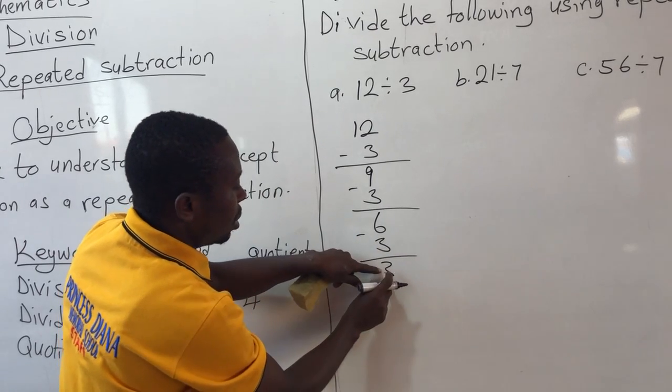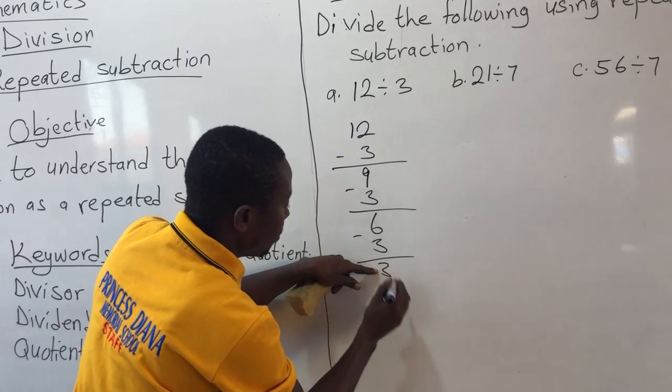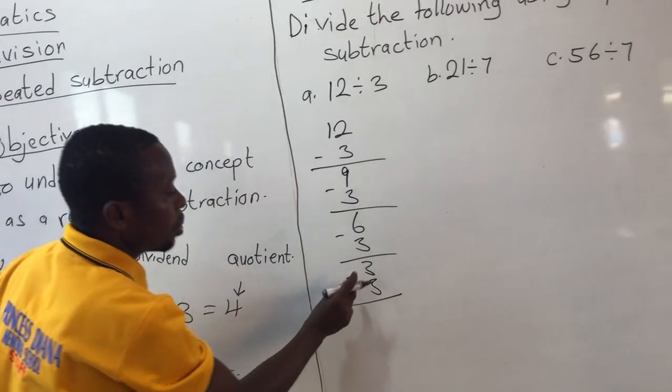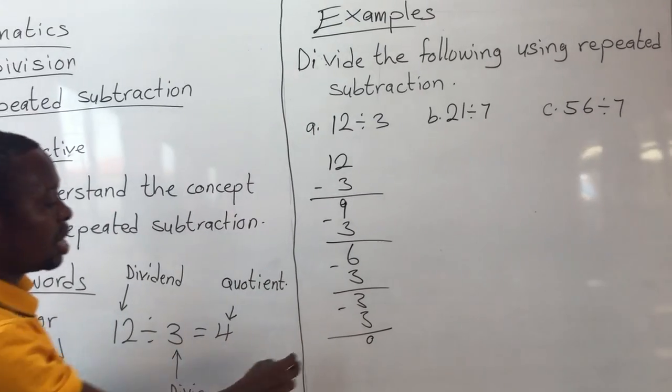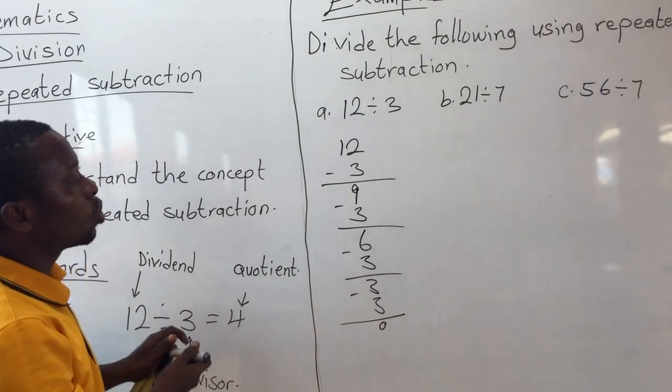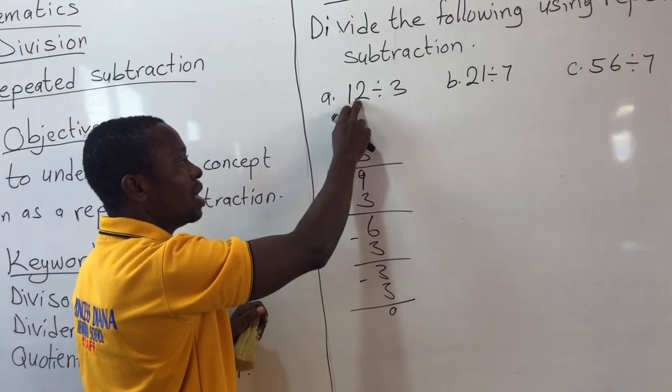When we subtract 3 from 6, we get 3. This 3 is not 0, so we continue to subtract 3 from 3, and 3 minus 3 will give us 0.